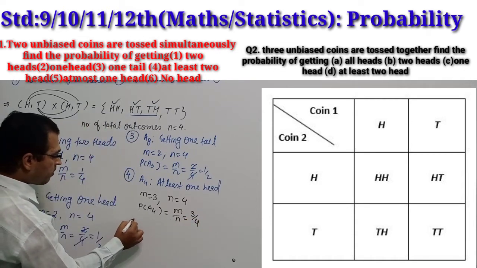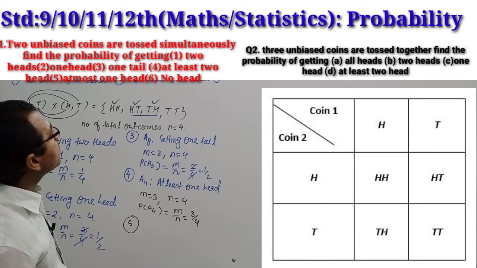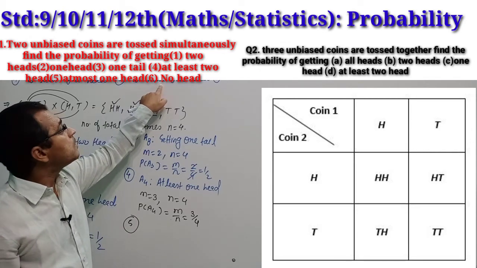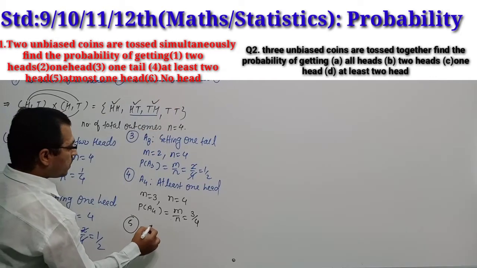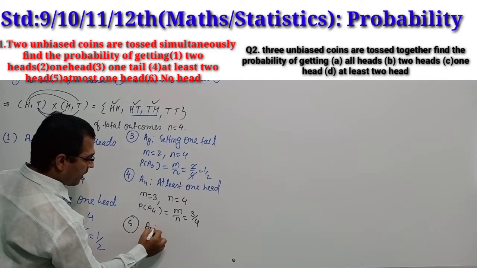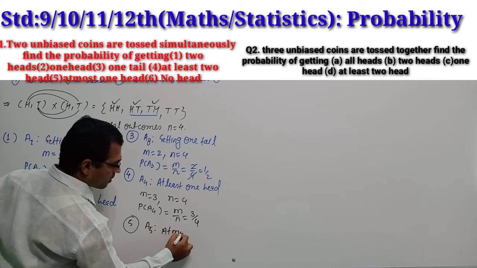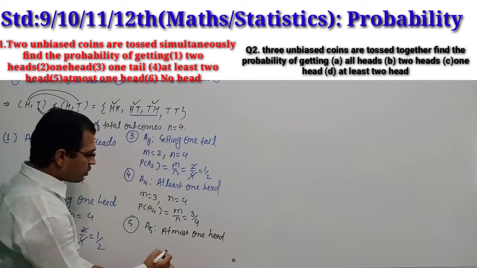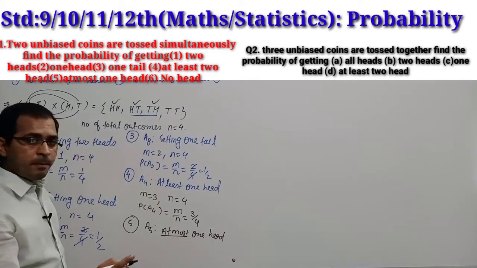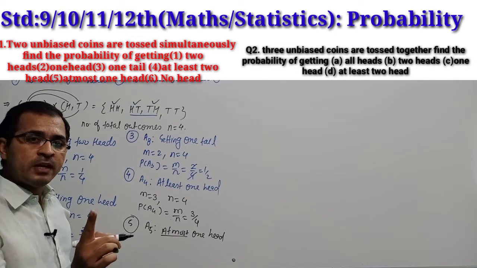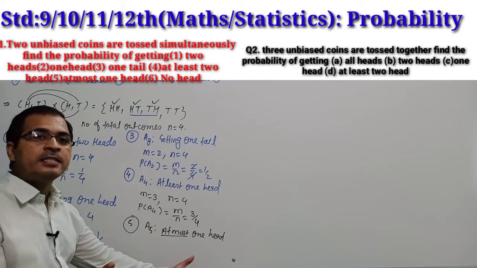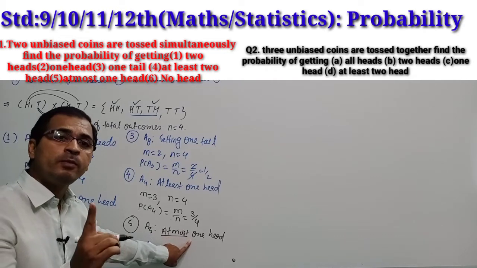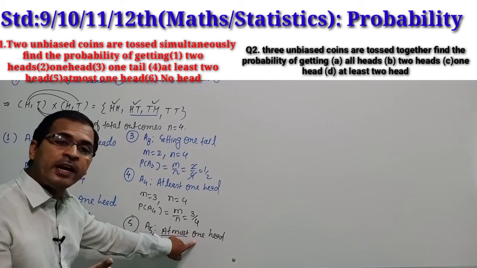So P of A4 is equal to m by n, so 3 by 4. Okay, moving to question number 5. What does question number 5 state? At most one head. Consider A5. At most one head. Students, at most one head means what? The maximum number of heads should be one. It is okay if you are getting less than one head, even no head.